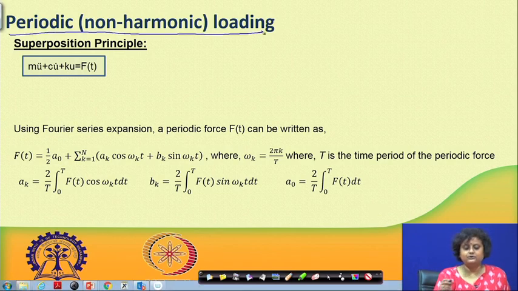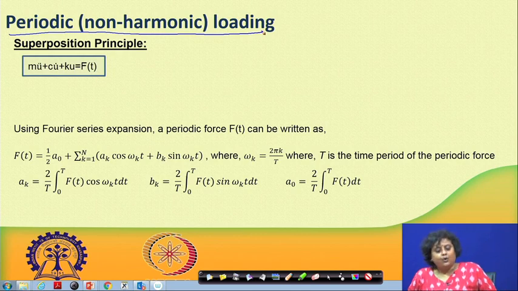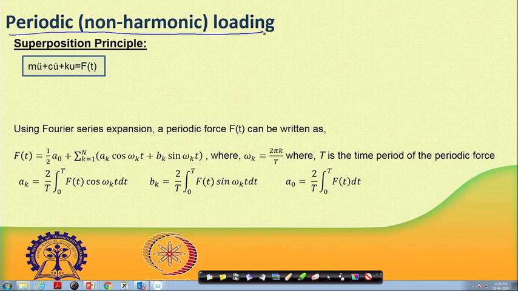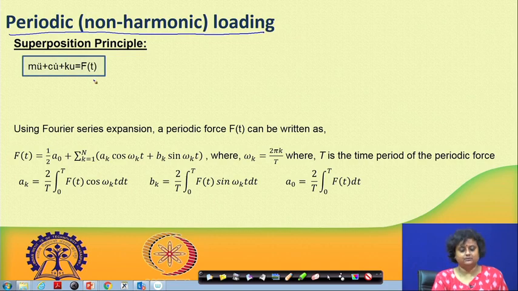So, I have a loading which is periodic, that is repeating itself after a certain time period, but it is non-harmonic, it is a non-sinusoidal function. So, it is not a sine or a cosine function. But to know how to solve this kind of problem, we first should understand what is meant by the superposition principle. So, for any linear system, one important feature is that it follows the superposition principle. Suppose this is the system we have and this is the equation of motion of the system.